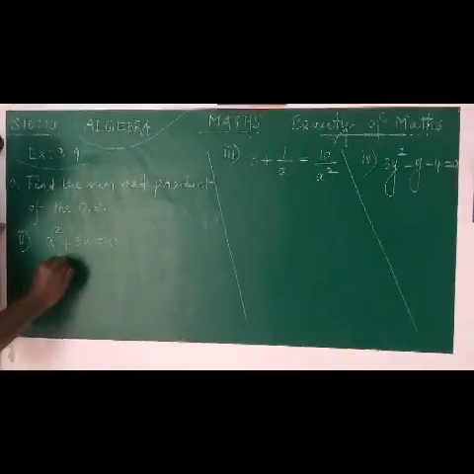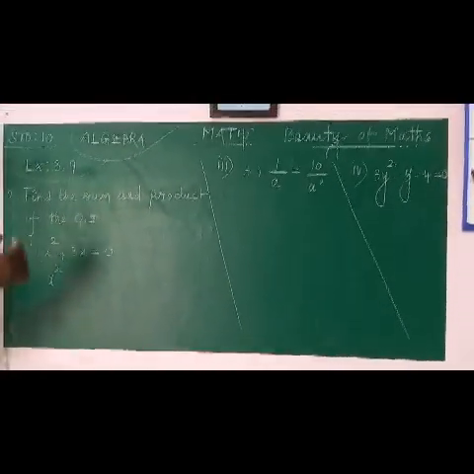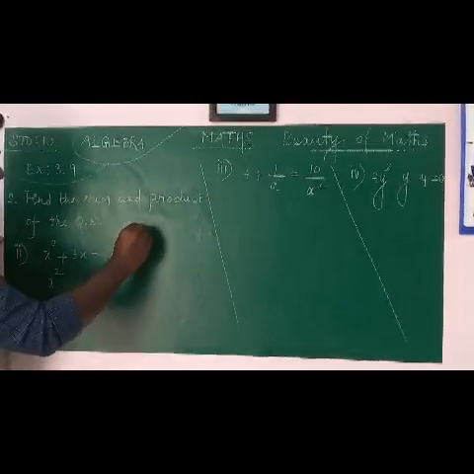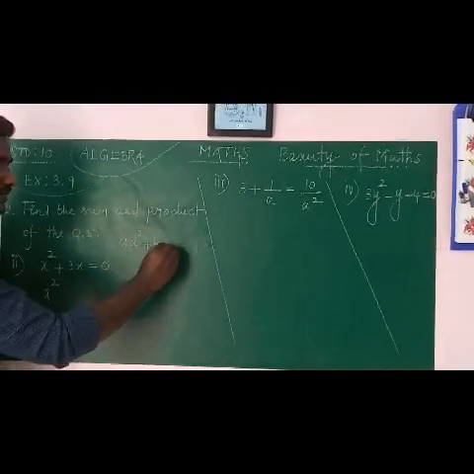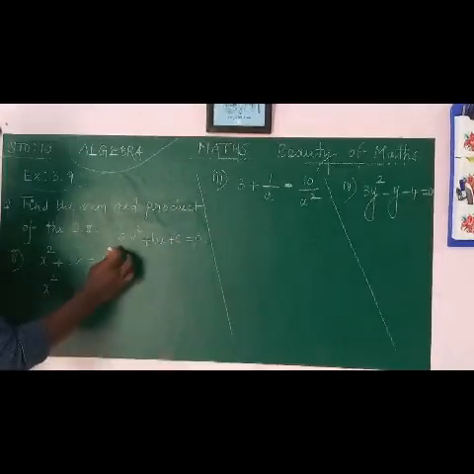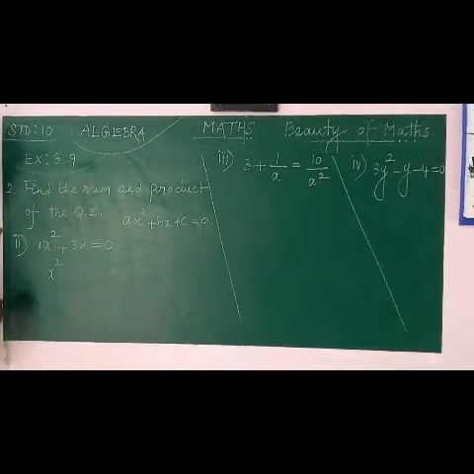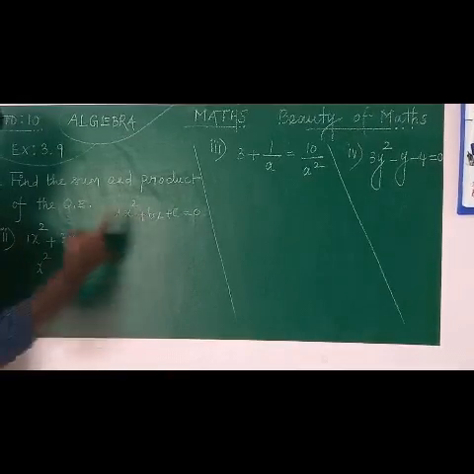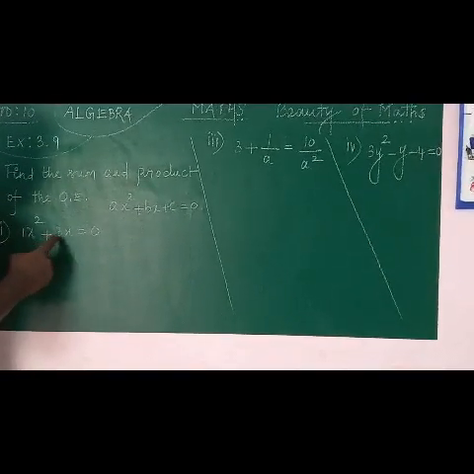So first we write it in the form of ax square plus bx plus c is equal to 0. The ax square term is there, a value 1, plus bx, 3x, b value 3, and x.